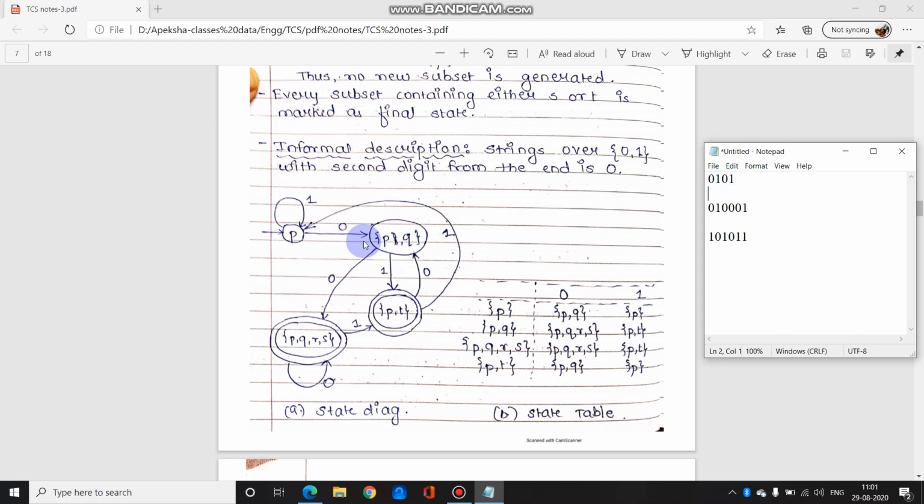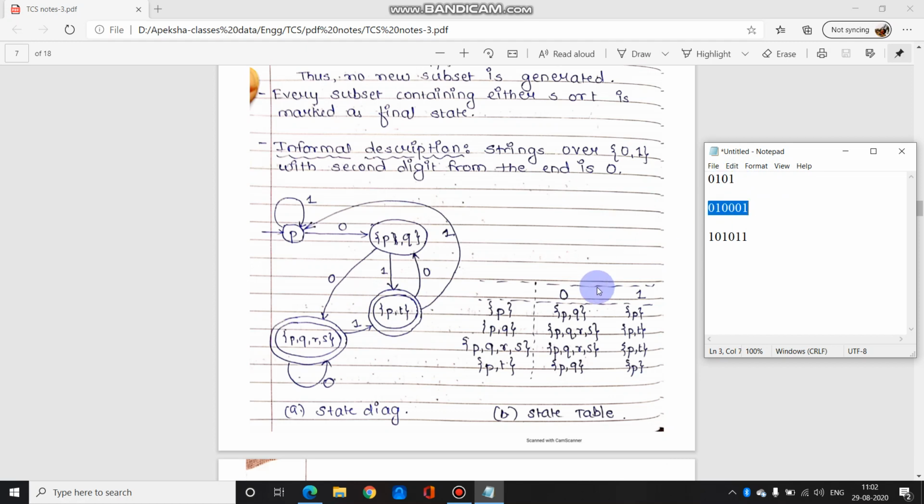0 1 0 1. If you see, an input 0 in P is causing it to move to PQ, fine. An input 1 in this is causing it to move to PT. Then we have input 0, and input 0 in PT again goes back to PQ, and input 1 is coming back to this state, which means the string ends in this final state, which means the string is acceptable.